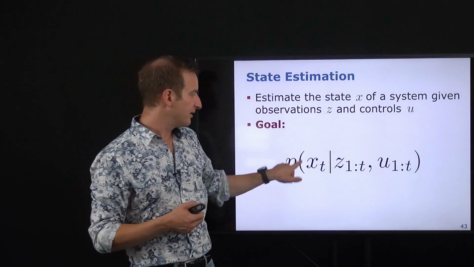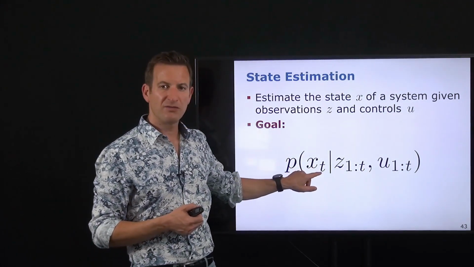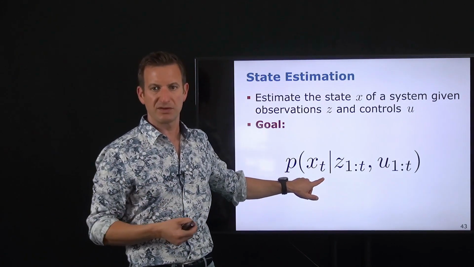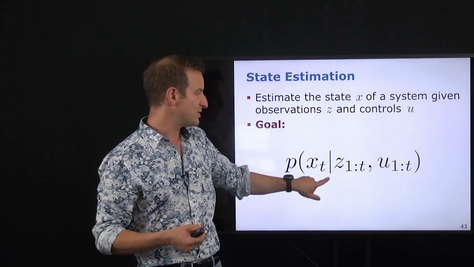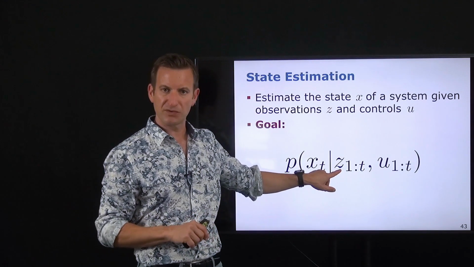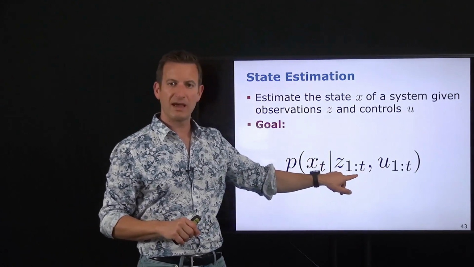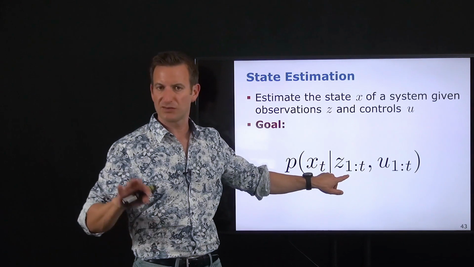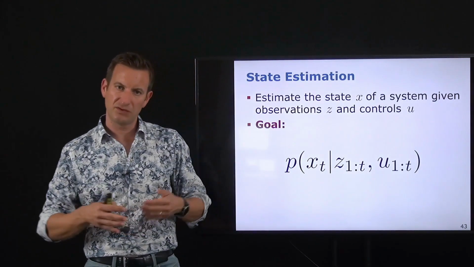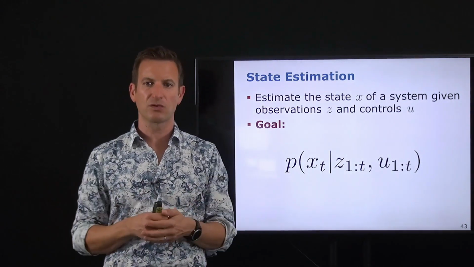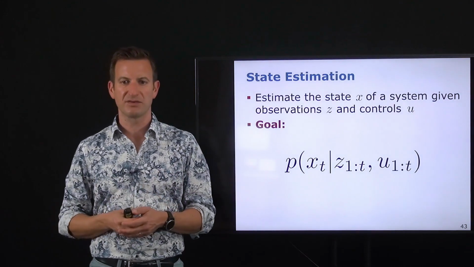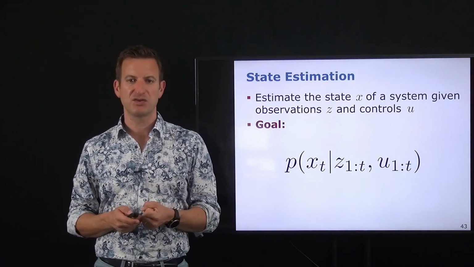So this is the state of my system at time t, for example, the position of the robot at a certain point in time. And we do this estimation given our observations, always referred to as z, and my control commands for all the history, for all the past. So I started at one point in time, the first time step, and then I have them all up to time t. And I have this sequence of observations and this sequence of control commands, and I want to estimate where am I right now, for example. What's the state of the system? And that's what state estimation is about.